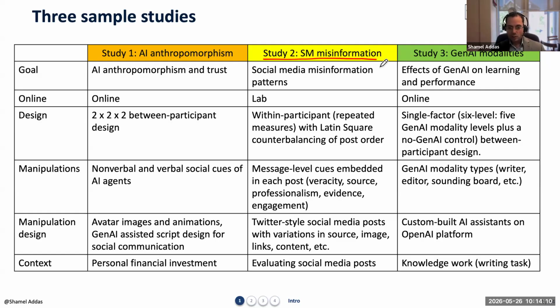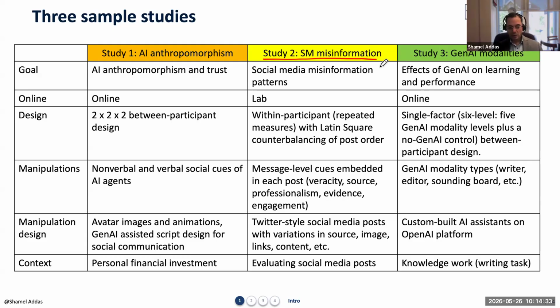What did we manipulate? We manipulated different cues in the social media posts. So we had the veracity: some posts were factually true versus factually false. We manipulated the source of the message, the level of professionalism by which the post is written, and a number of other cues.